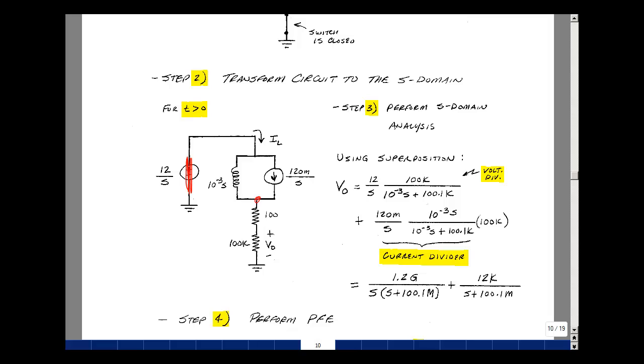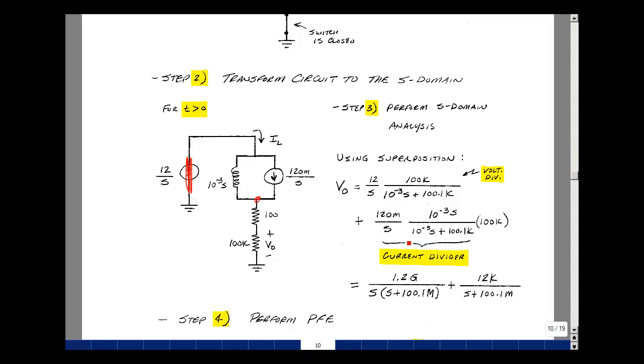All right, I can clean all this up. So I have an S. In my denominator, I'll pull out a 10 to the minus 3, so I get an S there. And then I have 100.1K here, and then dividing that by 1,000, I get 100.1 times 10 to the 6th. And then in the numerator, I've got 12 times 1,000 times 100K. So I've got the 2Ks giving me 10 to the 6th. And then 100 times 12 is 1,200. So that'd be 1.2 times 10 to the 9th, or 1.2 giga.